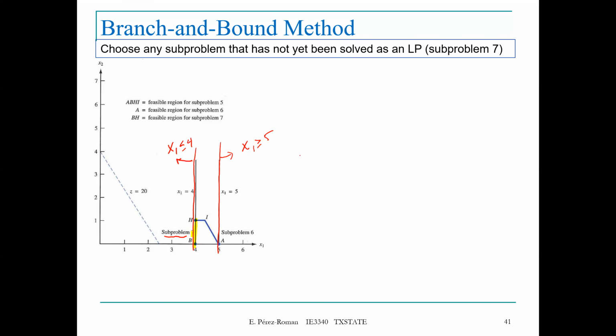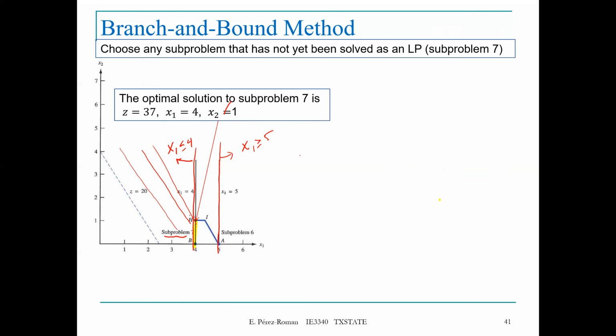We are going to solve that problem by using our isoprofit line. If we move this isoprofit line in parallel to it, the last point that is going to be touched by that yellow line is going to be that point. And as you can see, that point provides us with an optimal solution that is integer for both variables, x1 equals 4, x2 equals 1.